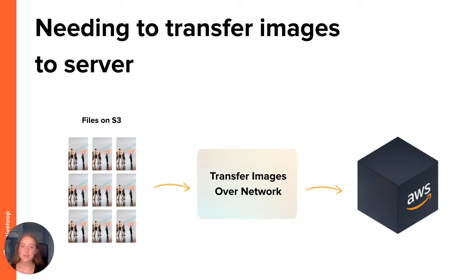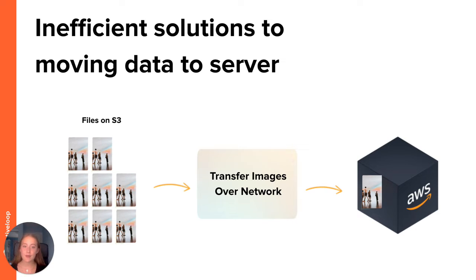A common task in machine learning is transferring images to a server over a network from a huge dataset. And current solutions for transferring images from your local machine to a server involve moving each image after the previous image is finished downloading. And this is a very inefficient way to transfer images to a server.